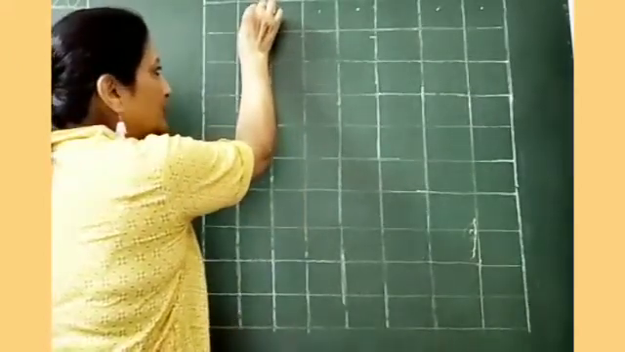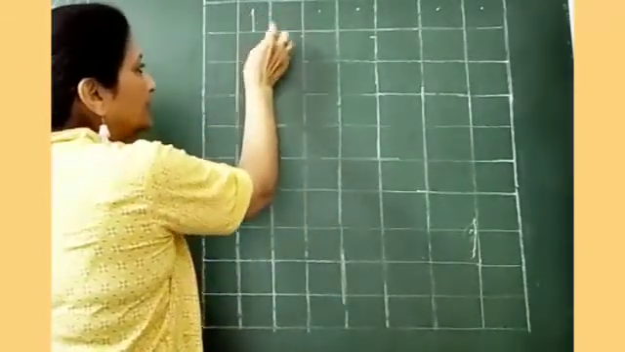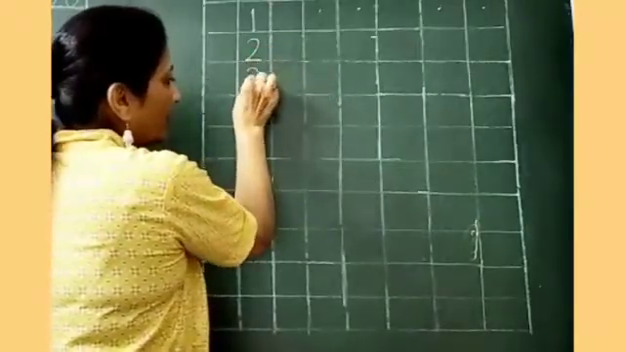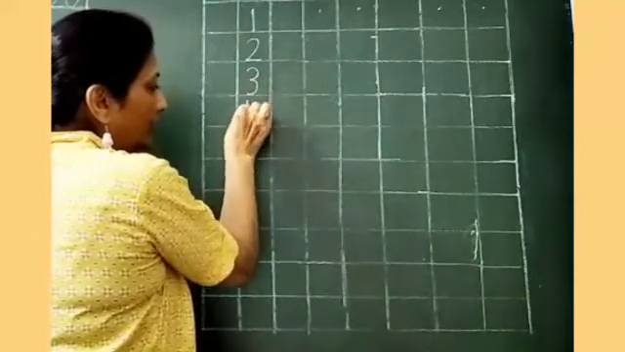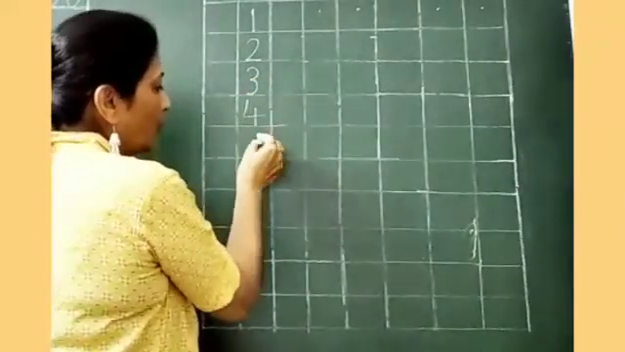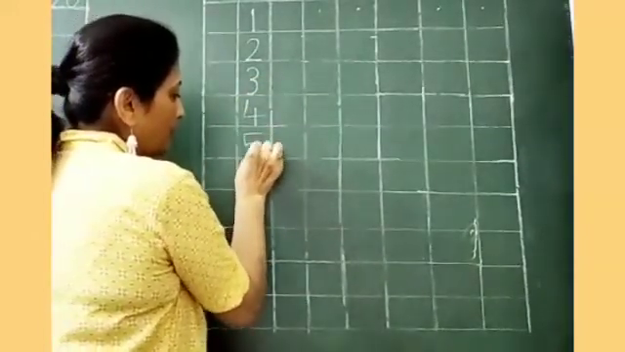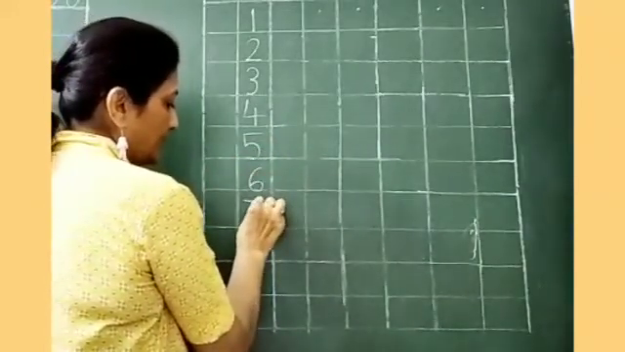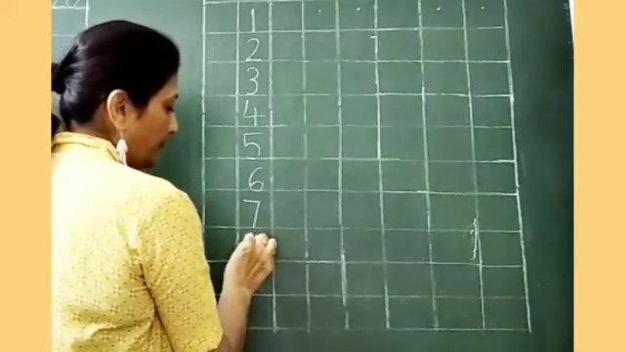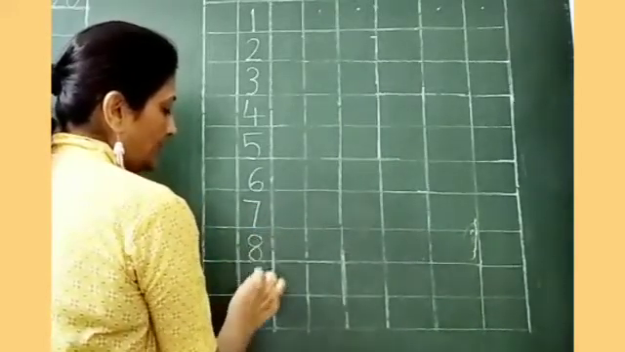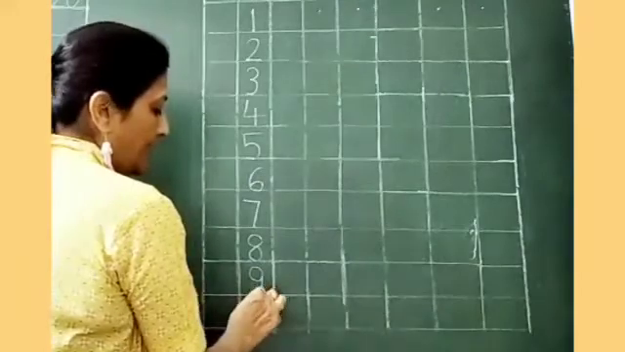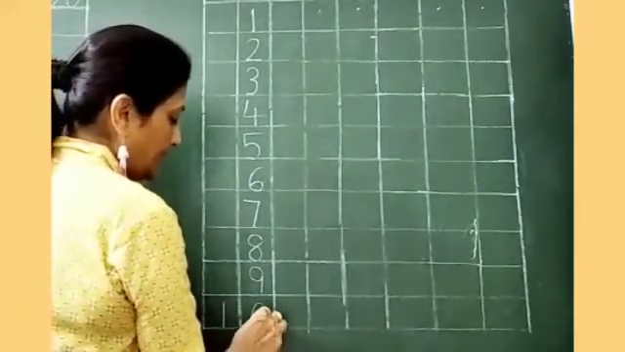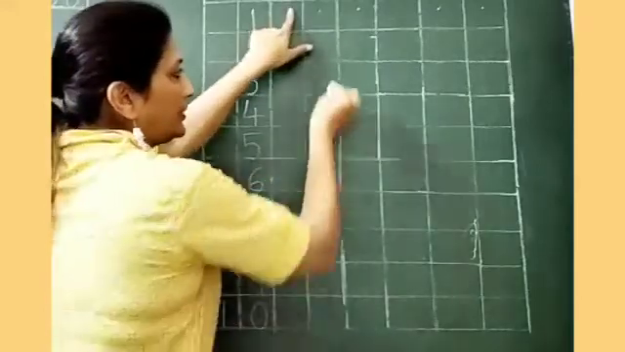As you will write, you will say 1, 2, 3, 4, 5, 6, 7, 8, 9, 10. Leave one block here.